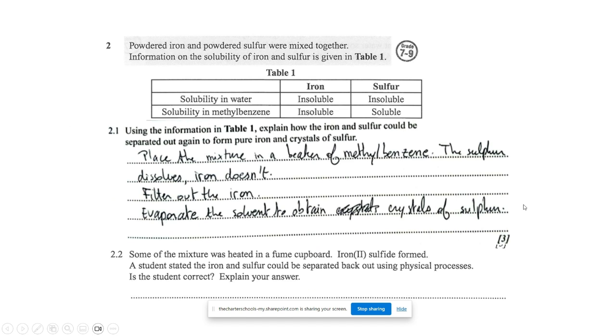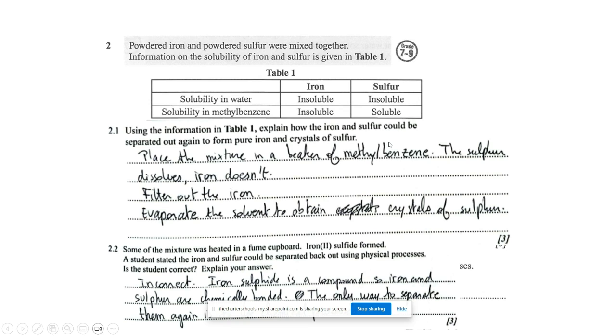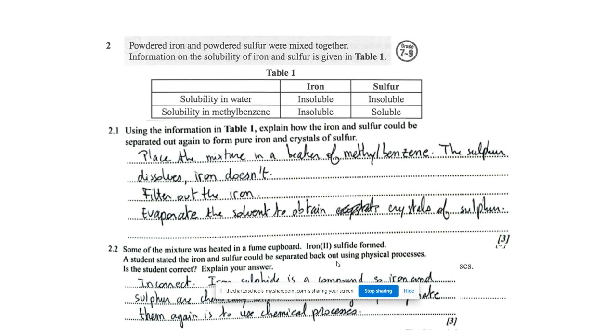Here we go. Incorrect. Iron sulfide is a compound, so iron and sulfur are chemically bonded. The only way to separate them again is through a chemical reaction or to use chemical processes.